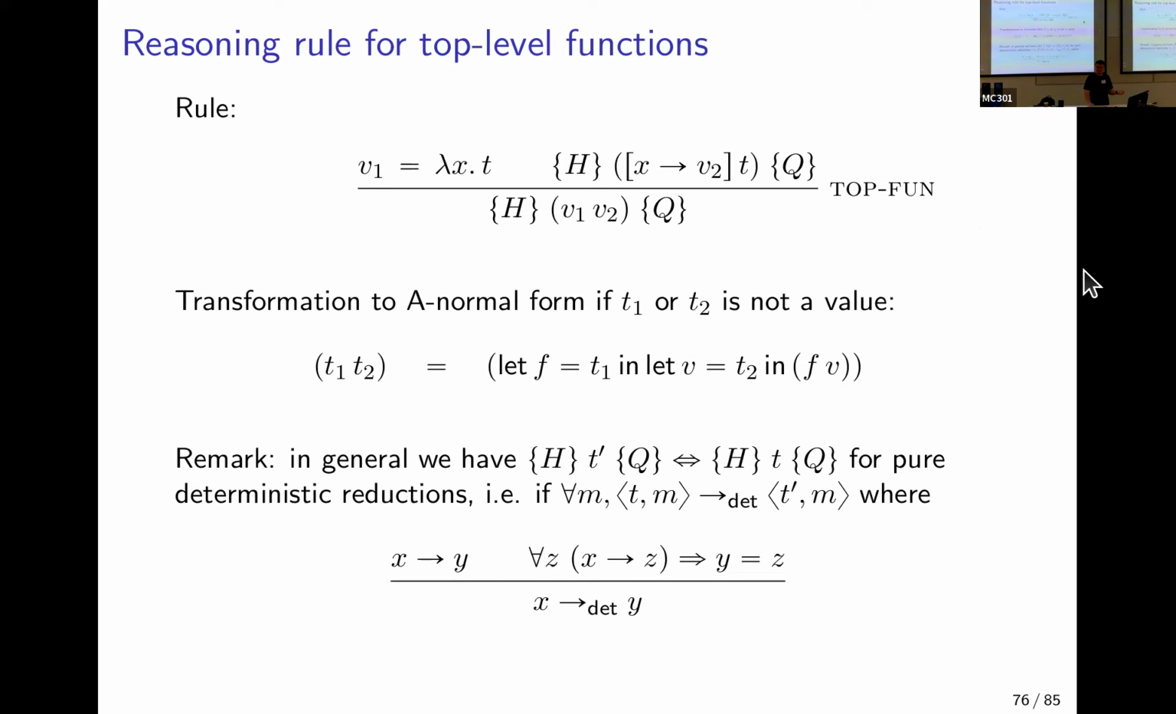In general, if you have a deterministic reduction, you can exchange between the two things. So if x reduces deterministically to y, which is defined by x reduces to y and everything that x reduces to is equal to y, then you can exchange x and y in any triples.